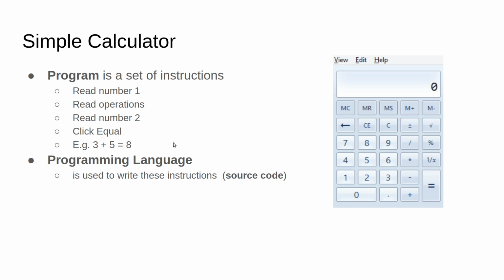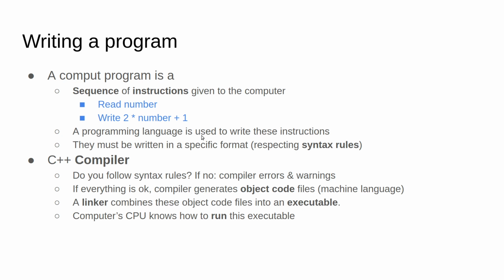But how do we tell the computer these instructions through a programming language? We use the programming language to write a set of instructions to the computer. Strictly, we follow something called syntax rules. Think of the syntax rules like grammar rules in English. You don't just write anything to make a statement.